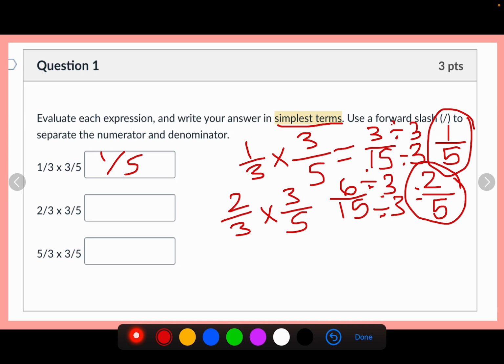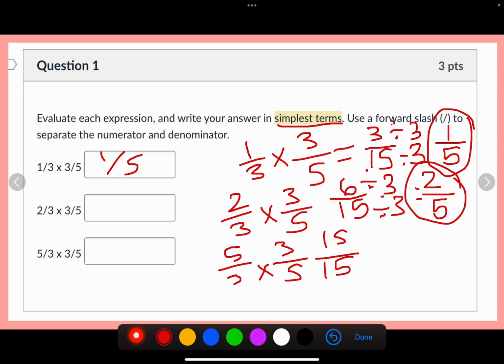Okay, one last time. 3 times 3/5. 5 times 3 is 15, and then do it again. 3 times 5 is 15. However, if you wrote this answer and input it into the box, you would not be correct, because we know that 15 over 15 means that we have one whole. Think about it. If you have 15 out of 15, right, you have the entire thing. So this would simplify as one whole.